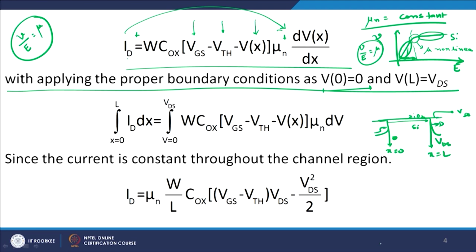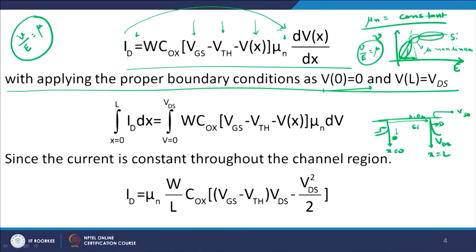Obviously because I am assuming that the potential drop within the source and the drain region is almost equals to 0, because it is heavily doped, it has n plus region typically within it, and therefore I would not expect to see a large potential drop in the source and drain region, and therefore it is safe to assume that at x equals to 0 you will have potential equals to 0 and at x equals to L you will have potential equals to VDS or drain to source voltage, whatever drain to source voltage you have applied.